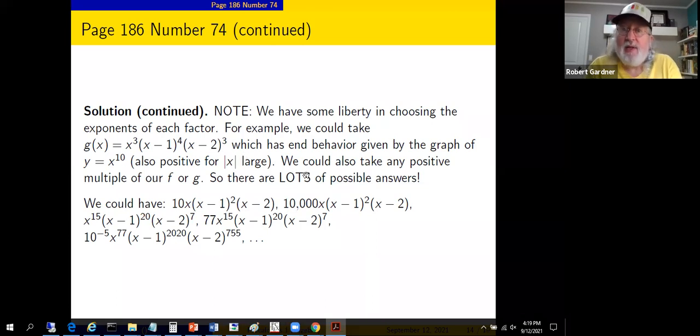It didn't give us a lot of information in that little graph. Lots and lots of choices here. We could have taken 10 times what we chose, or 10,000 times what we originally chose. We could have chosen any mixture of even and odd as appropriate. We could have taken 15 on the x factor, that's odd, 7 on the x minus 2 factor, that's odd, 20 on the x minus 1 factor, that's even, and so forth. So lots and lots of potential choices on what the function could be. But we chose the natural choice on the previous slide, the most elementary choice.